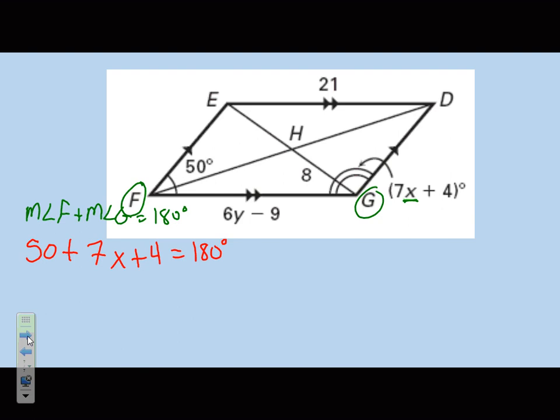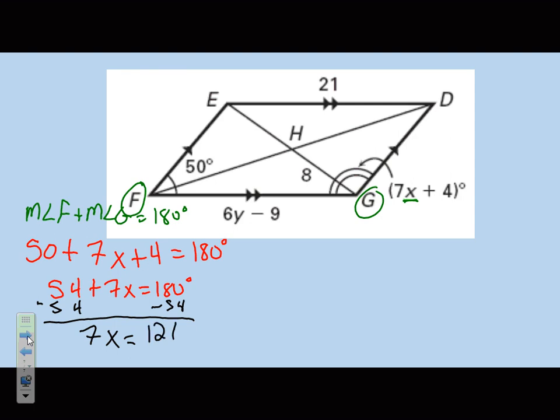Combine like terms here, we're going to get 54 plus 7x equals 180. Subtract 54 from both sides. So 7x equals 126. Now we're going to divide both sides by 7. And x is going to equal 18. So that's how we solve for x.